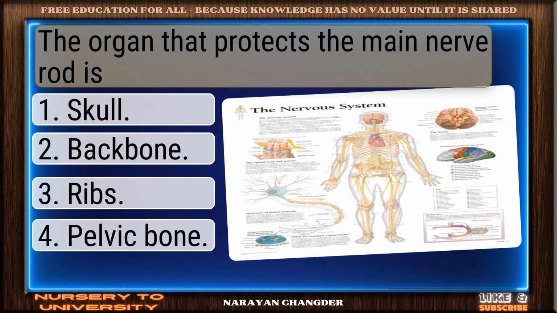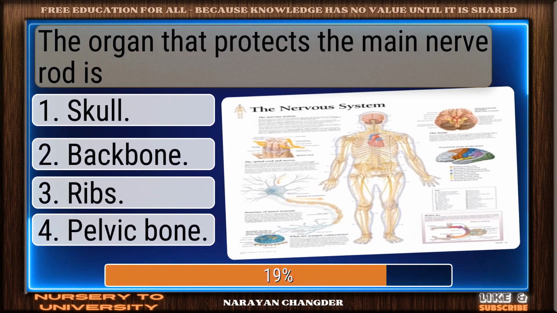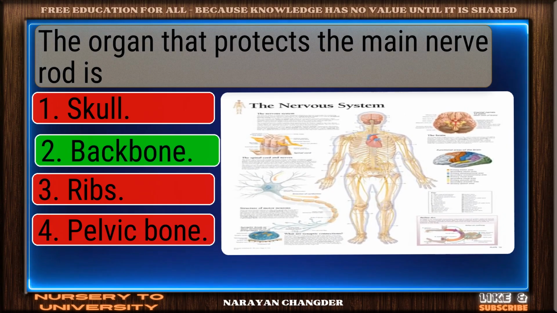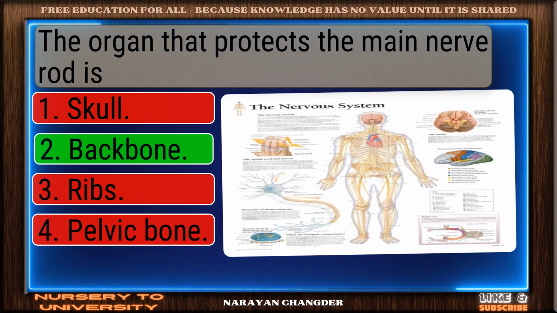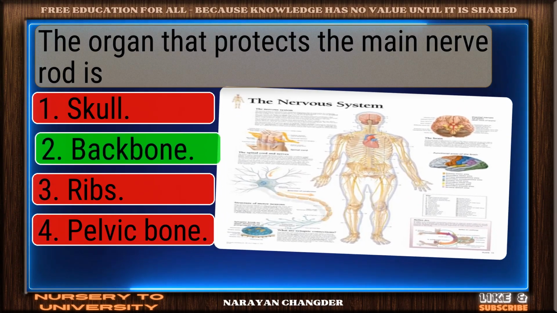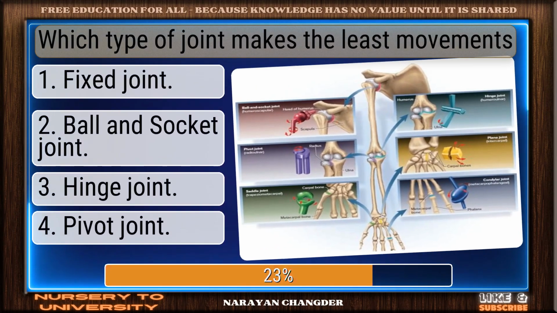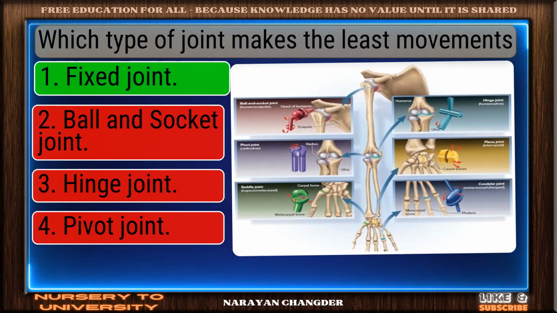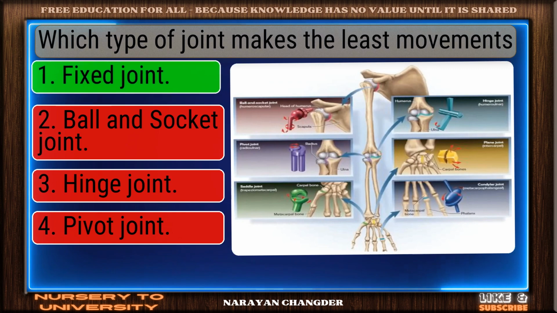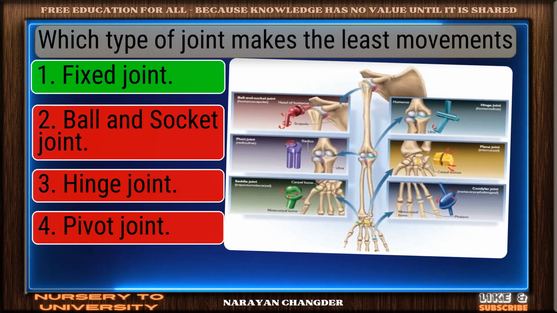The organ that protects the main nerve rod is... Good thinking. Backbone is the right answer. Which type of joint makes the least movement? Exactly. Fixed joint makes sense and it is the right choice.